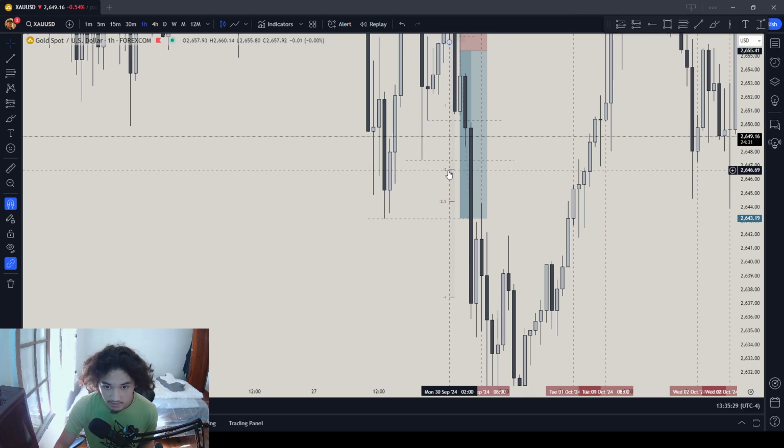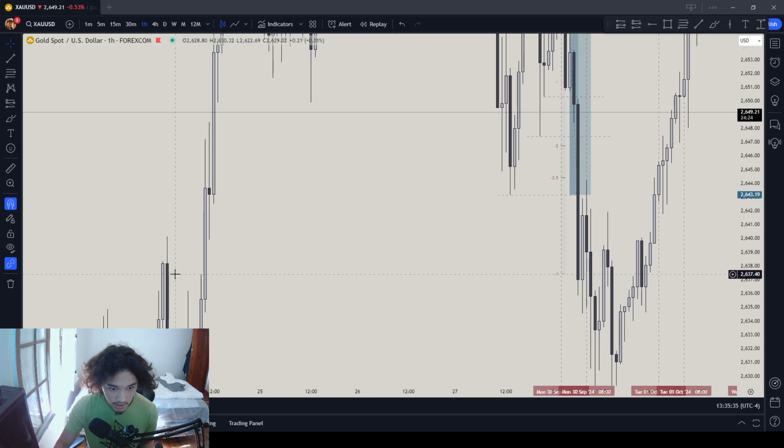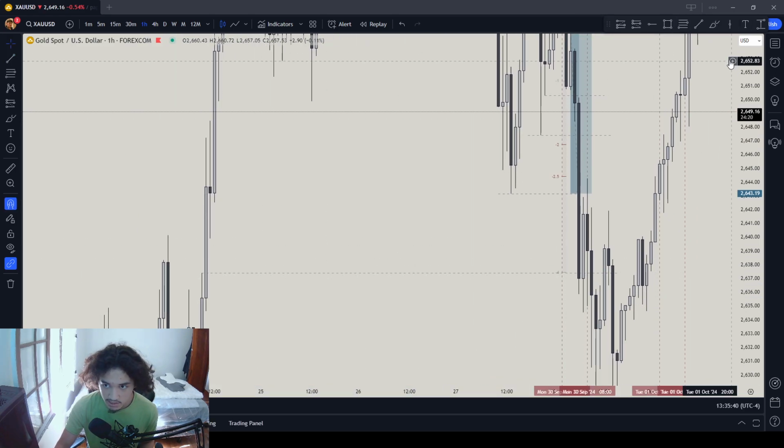For this, the negative 2 is close to this, and the negative 2.5 is close to this. So you can put it up here, and this negative 4 is close to the end part of the 1-hour fair value gap. You could just take profit there, right?